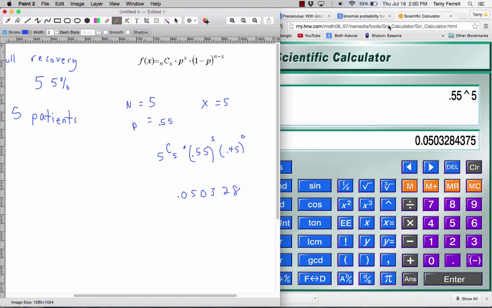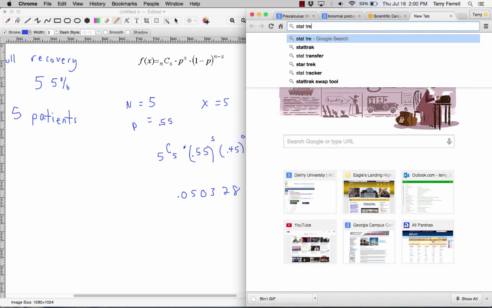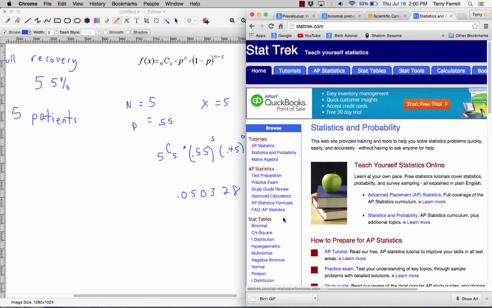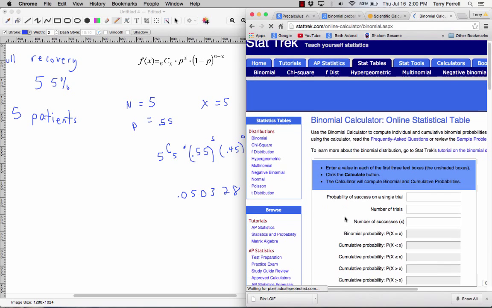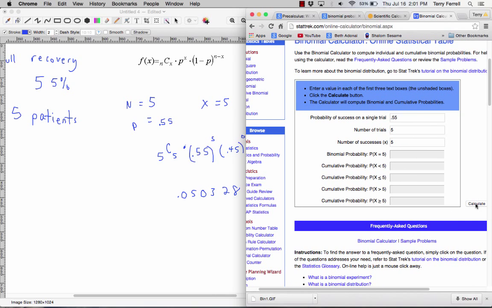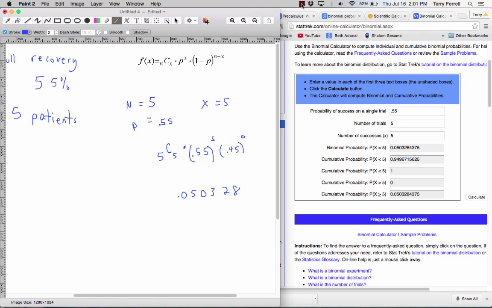But the other way to do this, just while you're taking your test, is a lot faster. If you go to this website called StatTrek, I use this in class all the time. It's beautiful. It's just fast. At StatTrek, you can go to Binomial, and literally you can plug in the information. It does it for you. Probability in a single trial is 0.55. Number of trials in this case was 5. Number of successes is 5. There's a calculate button here. Voila. 0.050328 for x equals 5. Same exact concept. So anyway, that's a lot faster. Hopefully it helped. Thanks.